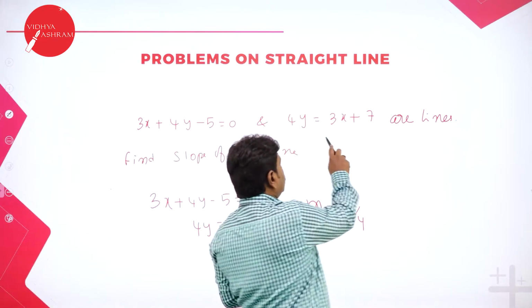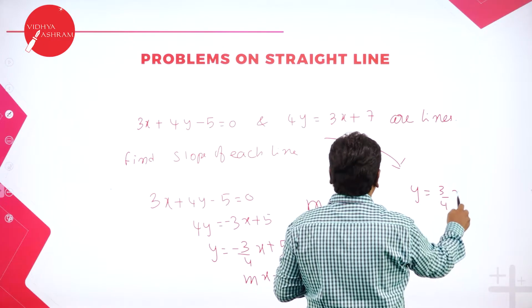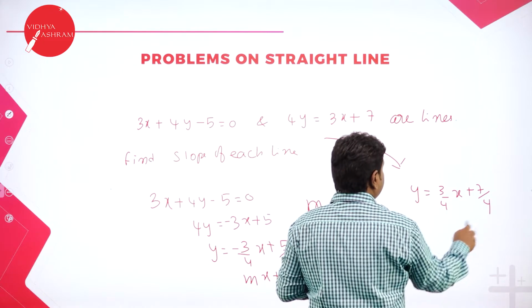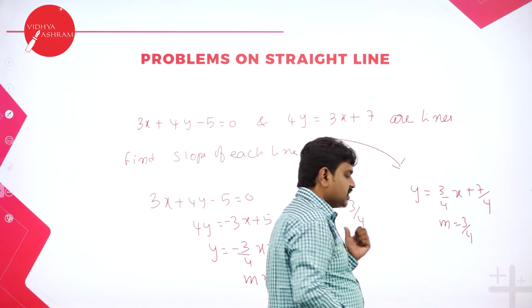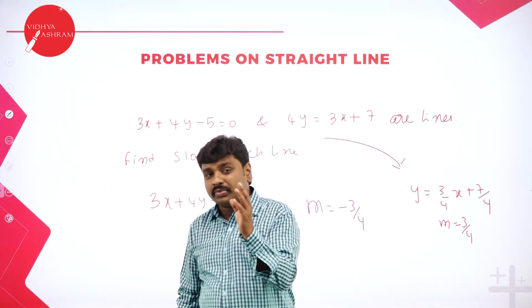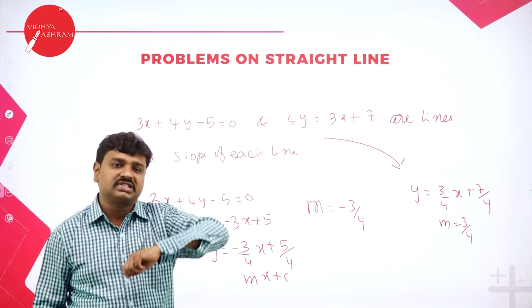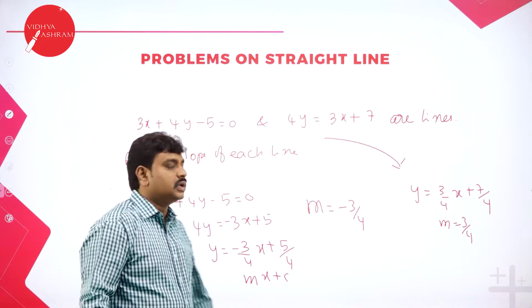Second line also you can do the same. So by rearranging you will get y is equal to 3 by 4 x plus 7 by 4, and in the place of m you have 3 by 4. This is a slope. So for one line slope is minus 3 by 4, the other line slope is 3 by 4. So if you want to find slope, better convert the line to what? Slope intercept form. This is one technique. That is the advantage of slope intercept form.